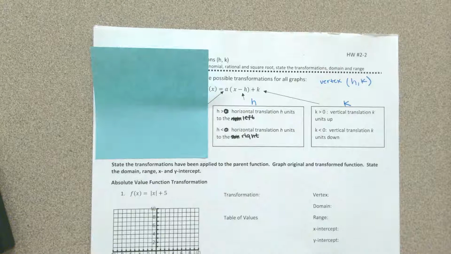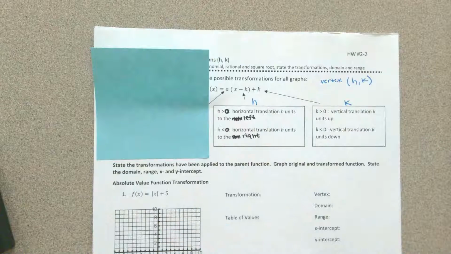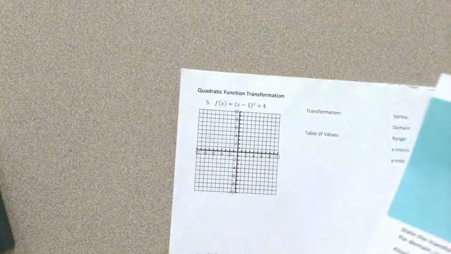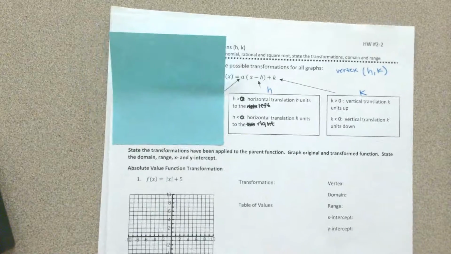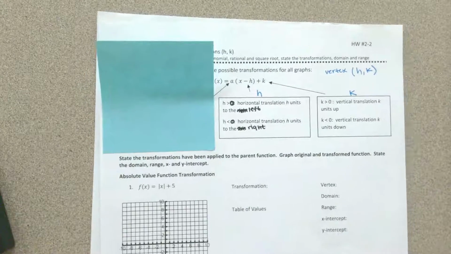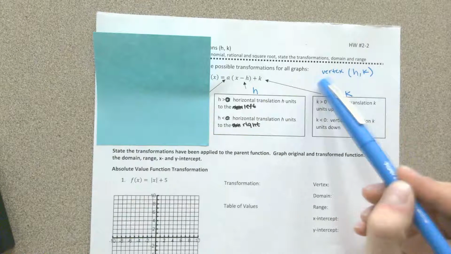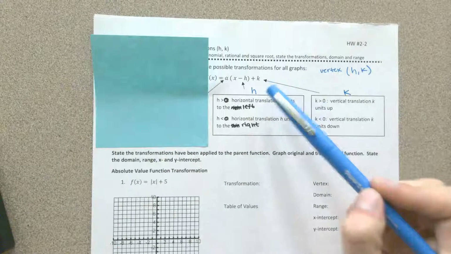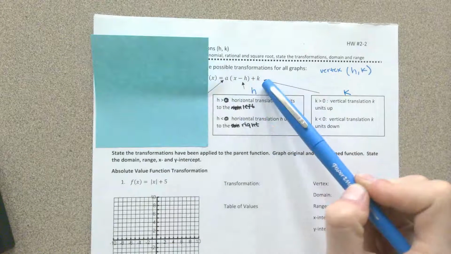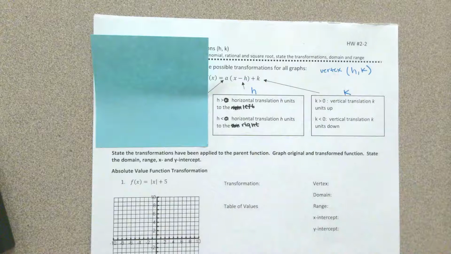Alright, so today we did transformations. We did absolute value and quadratic functions only today, and we did transformations with h and k. So the first thing I want to point out is our h and our comma k is going to be our vertex of our new function once we transform it. So we're going to have a general function and we're going to add an h and a k to it and see how it moves.